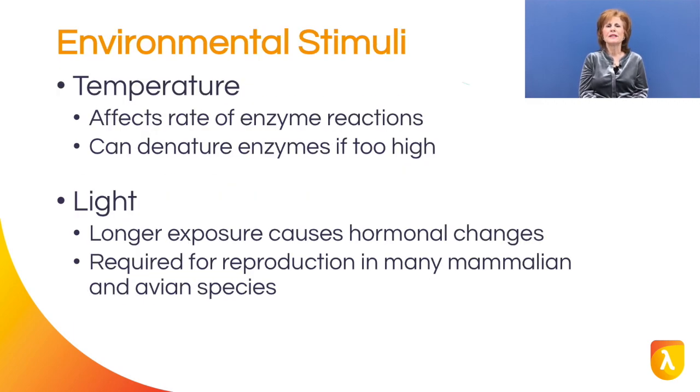Environmental stimuli, such as temperature and light exposure, can also cause profound effects. Temperature changes are well known for affecting enzyme reactions, even to the point of denaturing the enzyme. And anyone who has raised chickens or horses is aware of the effects of lengthening light exposure during the seasonal change from winter to spring. 14 to 16 hours of light will drive the hormonal changes that occur for reproduction in many mammalian and avian species.